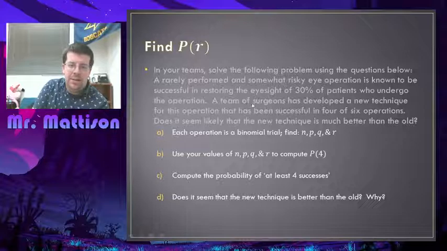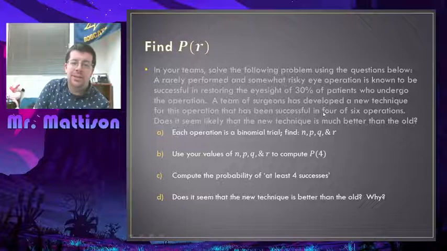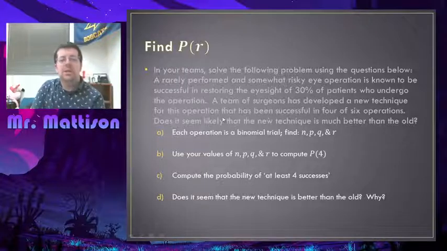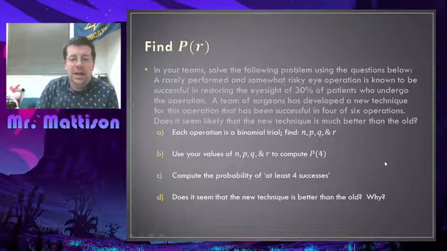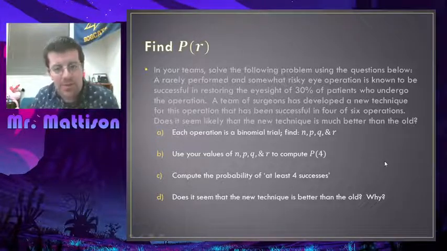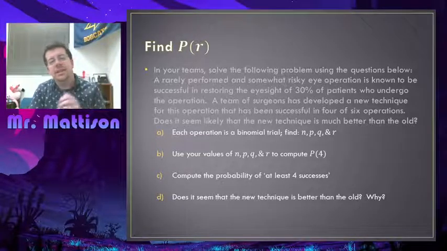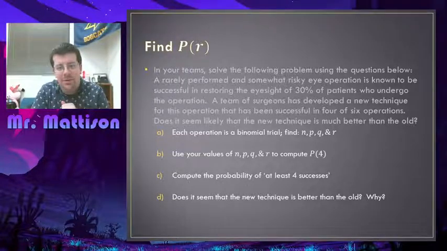And a team of surgeons has developed a new way of doing it that has been a success 4 out of 6 times, right? So is it likely that the new technique is better than the old one? So let's define our variables here, right?